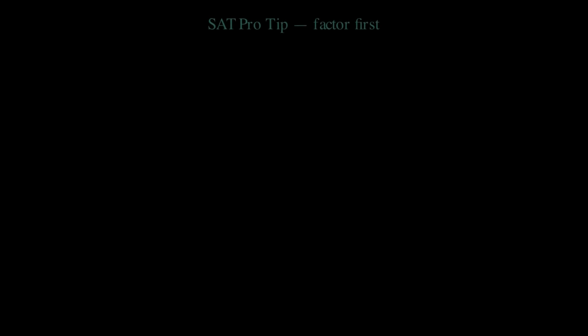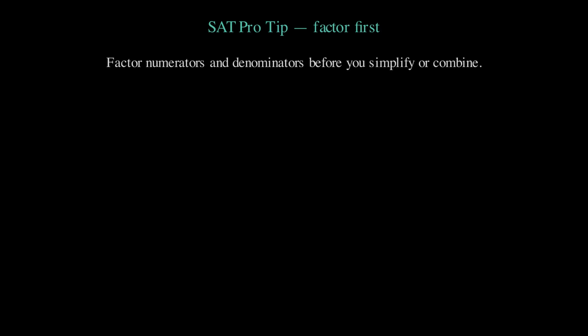SAT pro tip: factor first, always. Factoring exposes restrictions, reveals common factors, and prevents sloppy canceling on timed questions. On multiple choice, plug answer choices only after you respect domain restrictions, or you might pick a value that was never allowed.